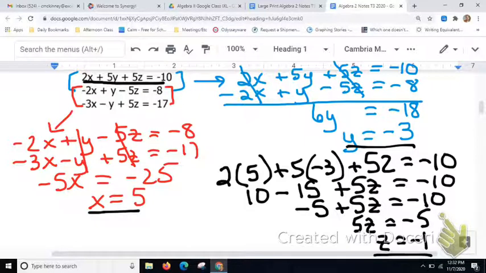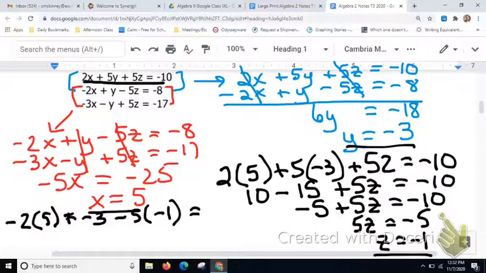And then remember, you can always test it. You don't have to test it in every single equation, but especially since it's a new process, probably a good idea to test it in at least one of the other equations. So let's test those 3 numbers in the second equation. So I'm going to do -2 times 5 plus -3, because that's y, minus 5 times -1, and I should get -8.